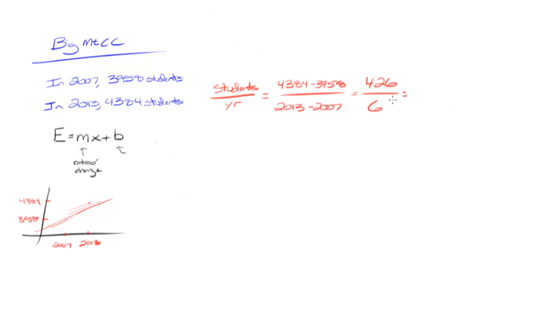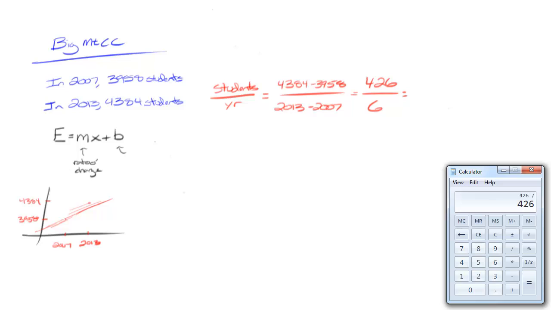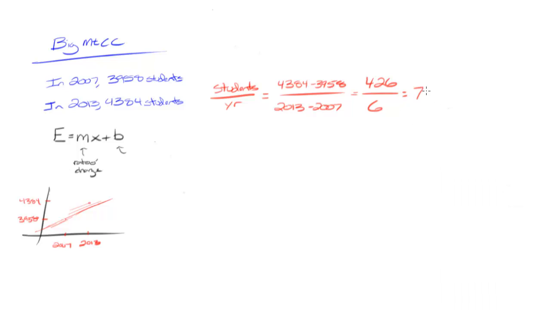And then if we divide these two, we get 71, which means on average we get 71 more students per year. So again, this is students per year. This is called the unit rate for this situation right here. For our linear model, that's what this m value is, 71. So this is 71 students per year.